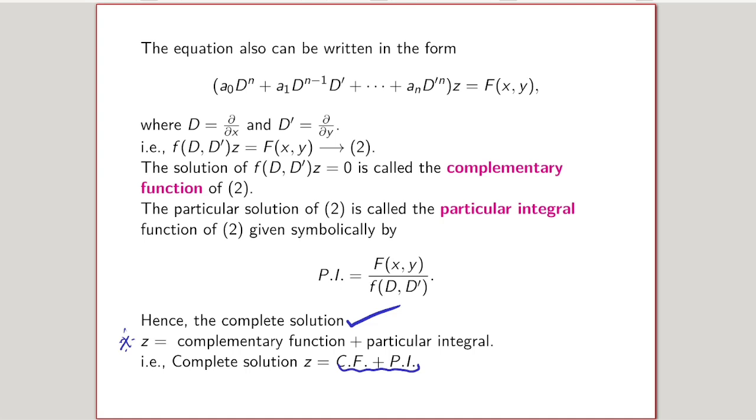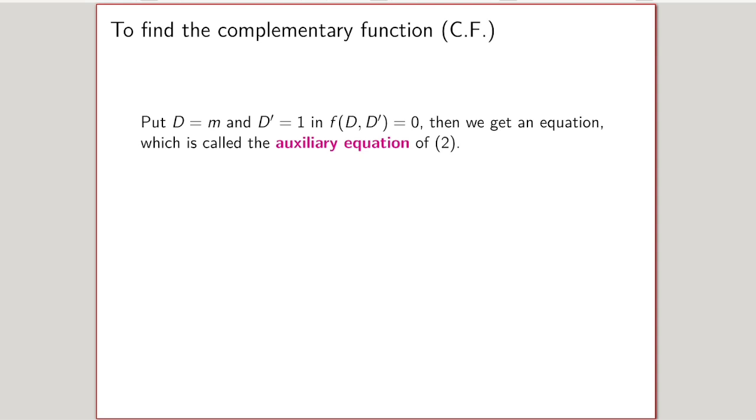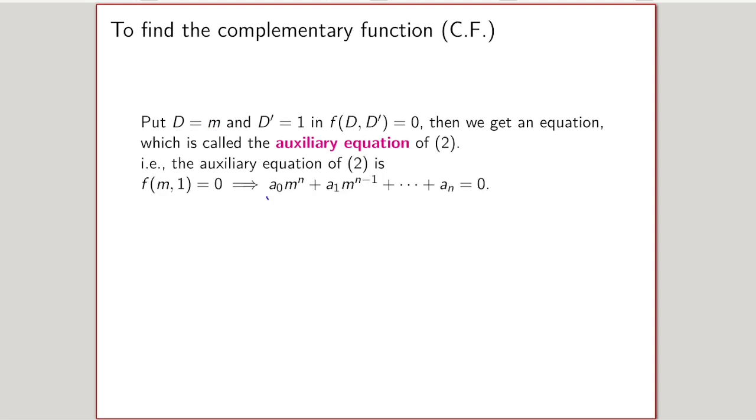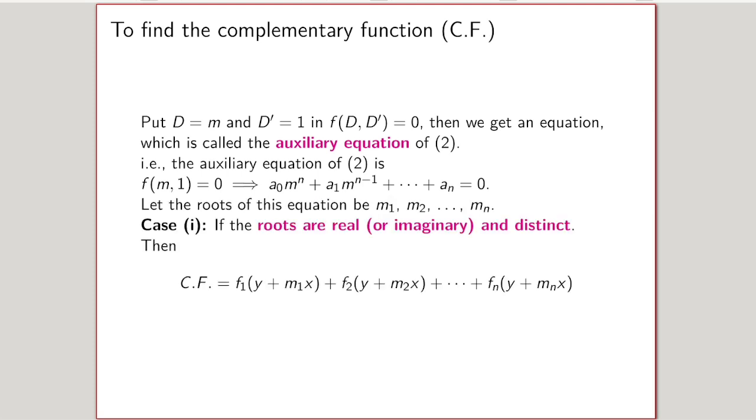So for a given question, we have to find the complementary function, and we have to find the particular integral whenever the right hand side is not equal to 0. Now how to find the complementary function? We are going to replace capital D with m and capital D dash with 1. So we'll get an equation in terms of m. Now if we find the roots of this equation, using those roots we can write the complementary function. Since this is an nth order equation, we will have n roots. So based on the nature of those roots, we can write the solution.